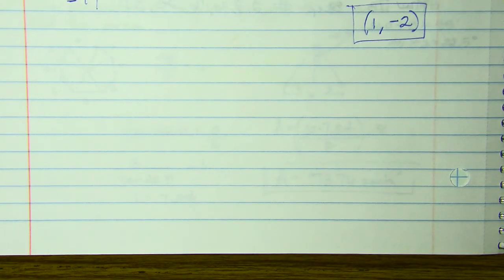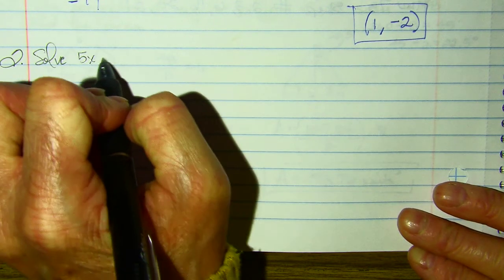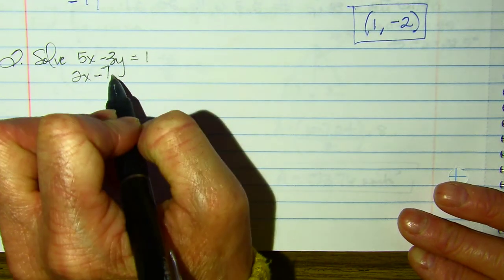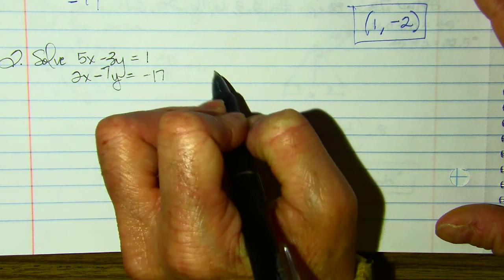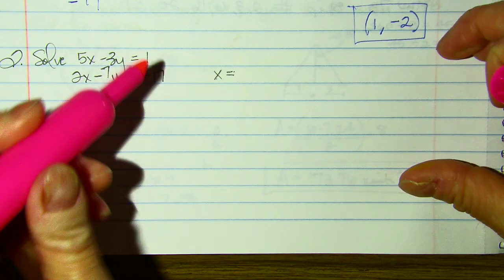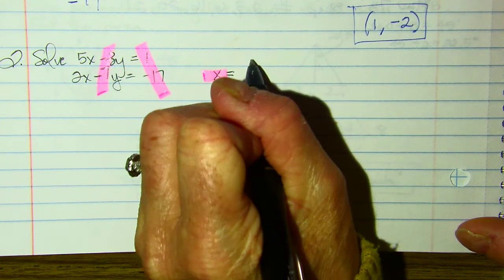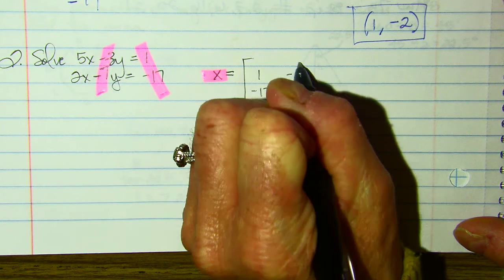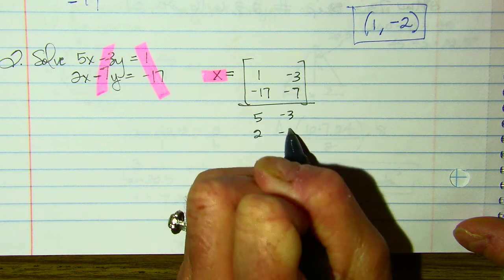Next one. Solve 5x minus 3y equals 1 and 2x minus 7y equals -17. So let's start with x. Now remember, for x, I'm going to use the constants and the coefficients in front of y. And I'm going to put it in that order. The constants, so 1, negative 17, and the coefficients in front of y. The bottom is the coefficients in front of x, y in the order that they appear.